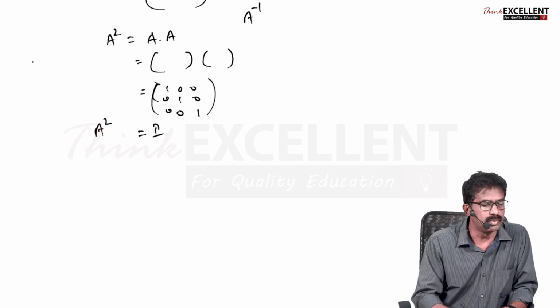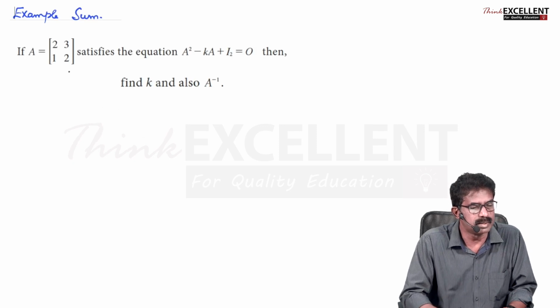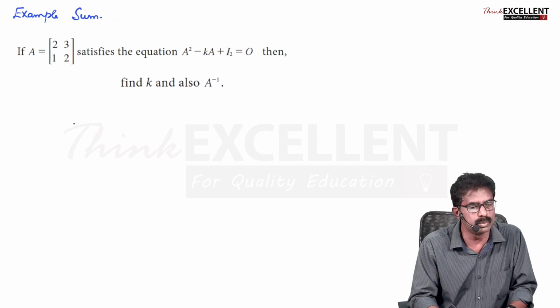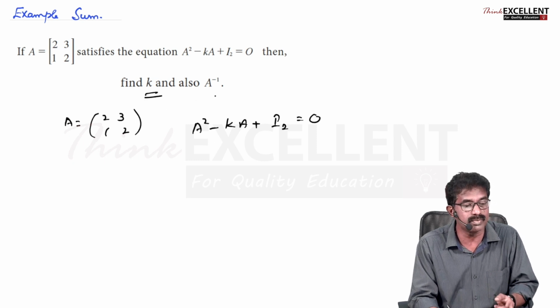Okay, now let us do a few sums. So this is one of the example sums. A is a 2 by 2 matrix, 2 3 1 2. A satisfies the equation A square minus KA plus I. Here it is 2 by 2, so I2 equals 0. They asked to find the K value first. Find K. Also they asked to find A inverse.